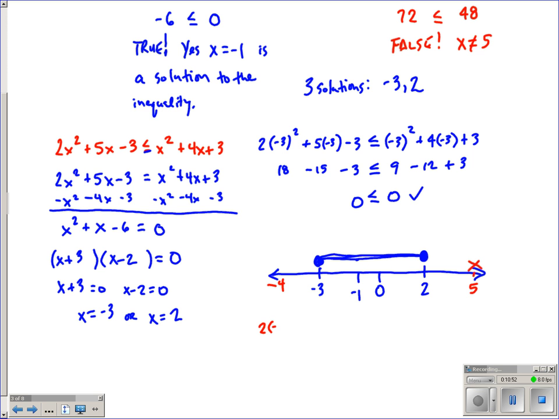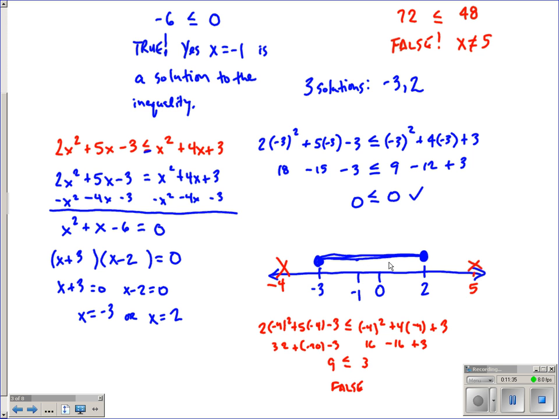We'd have 2 times -4 squared plus 5 times -4 minus 3 is less than or equal to -4 squared plus 4 times -4 plus 3. This is going to be 32 plus a -20 minus 3. That's going to give us 9. -4 squared is 16. Minus 16 plus 3 would give us 3. Is that true? No, that's not. It's going to be false. So none of the numbers outside of -3 will work.